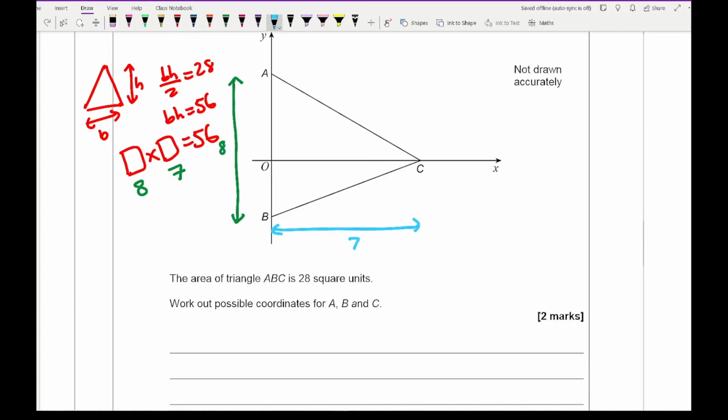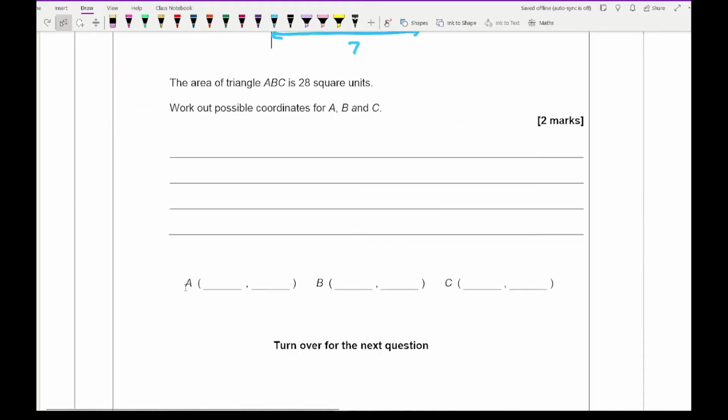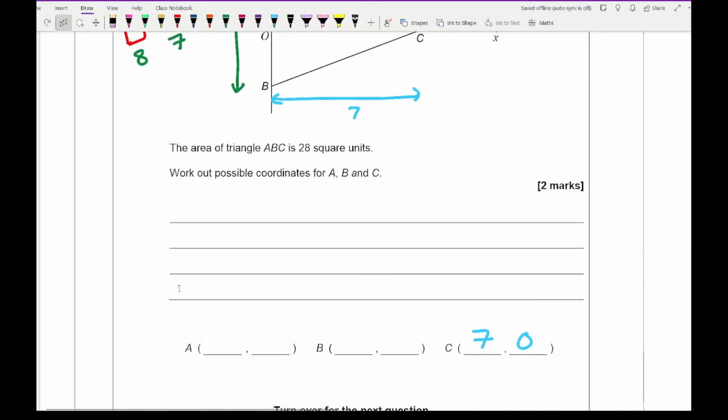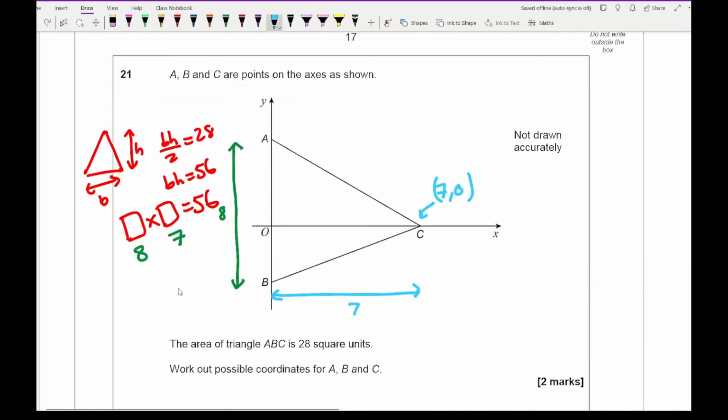Now from this, if we know that the length of O to C is going to be 7, then this coordinate here is going to be 7, 0. That's set in stone. So I could go down and just write 7, 0, and that is not going to be a problem. Now for the next one, this length here has got to be 8.